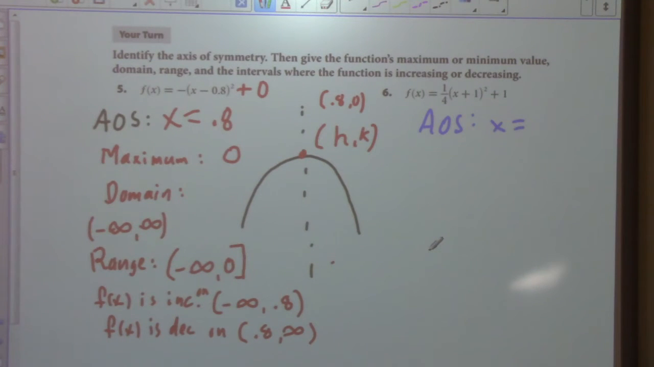X equals negative 1. Let me show you here. Chloe is referencing number 5 again. Well, here's your vertex, right? So what that means is that we come right up here. Our maximum value is 0. So that's the highest point that's available to come to.